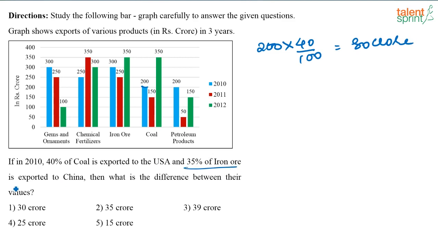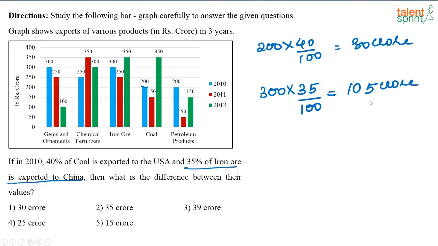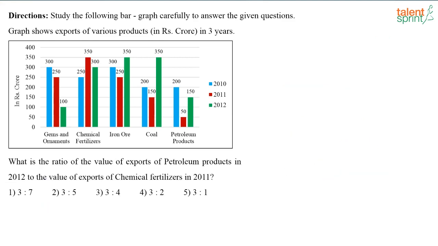Now 35% of the iron ore is exported to China. How much iron ore is exported in 2010? 300, right? Out of this 300 crore worth iron ore, 35% is exported to China. So 105 crore worth is exported to China. Now what is the difference in their values? 105 minus 80, that is 25 crore, right? That is the difference. Answer is option 4. Next.